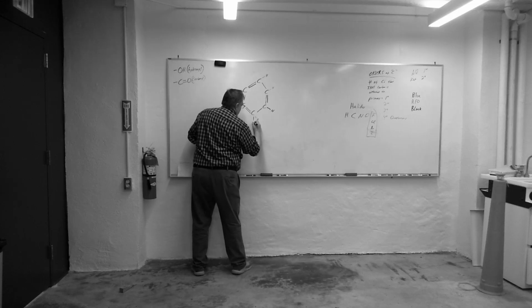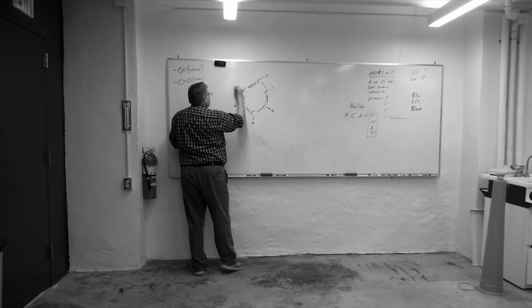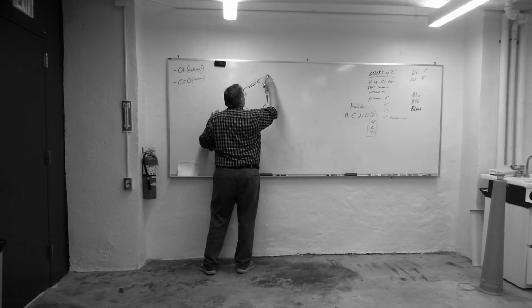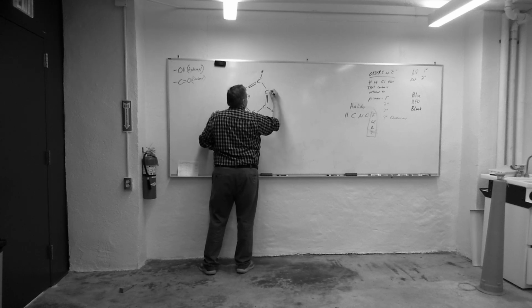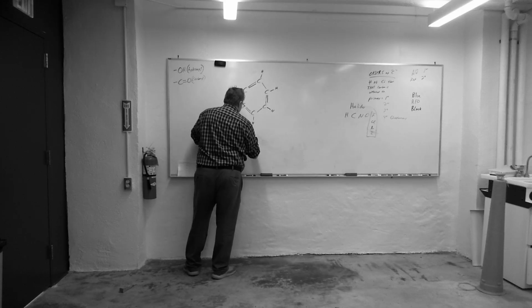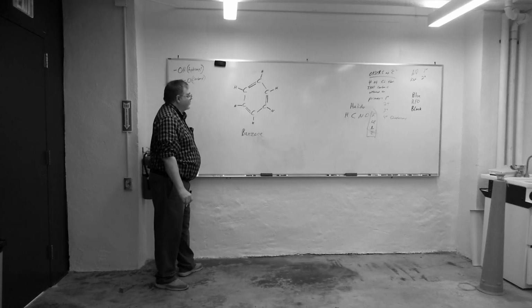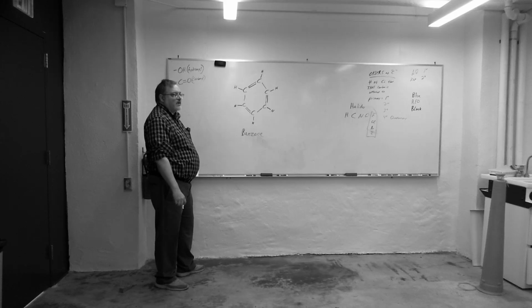Straight out, straight out, straight out, straight up, straight out. That's called benzene. And if you stagger the double and single bonds like that, it ends up being extremely stable. That's why it's kind of everywhere in organic chemistry.